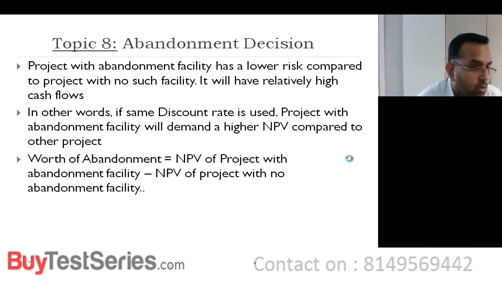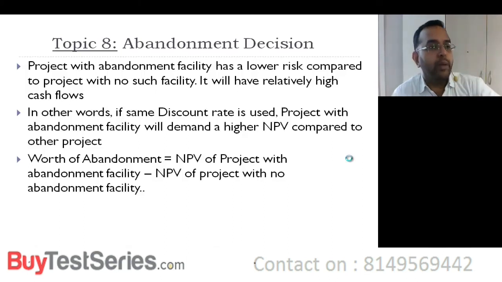Worth of abandonment equals NPV of project with abandonment facility minus NPV of project with no abandonment facility. This is technically also called an abandonment premium. For abandonment, how much extra you are ready to pay to invest in a project. That's abandonment premium.